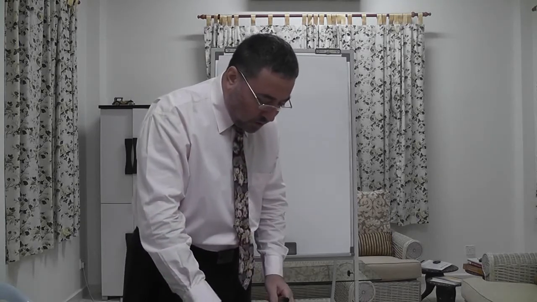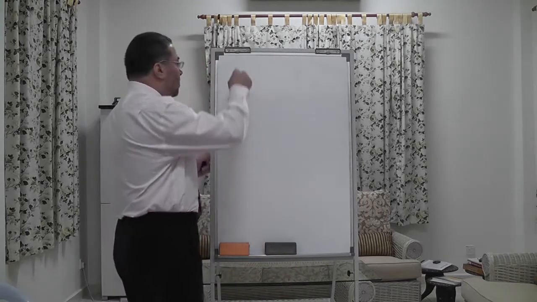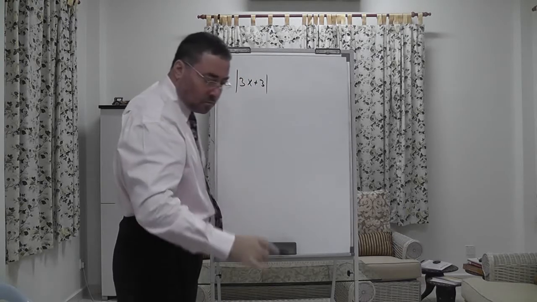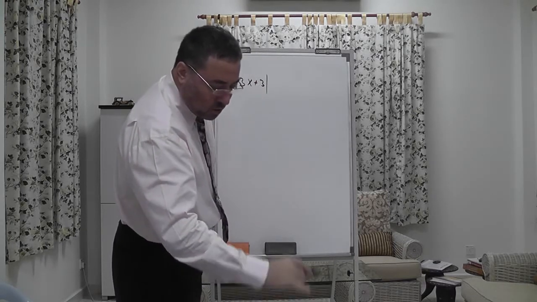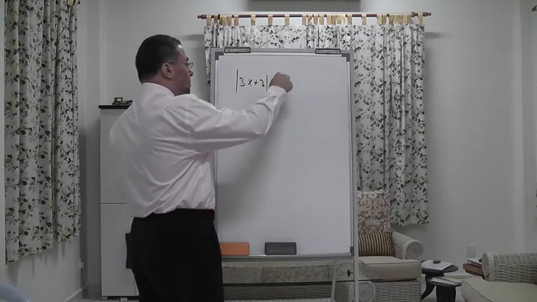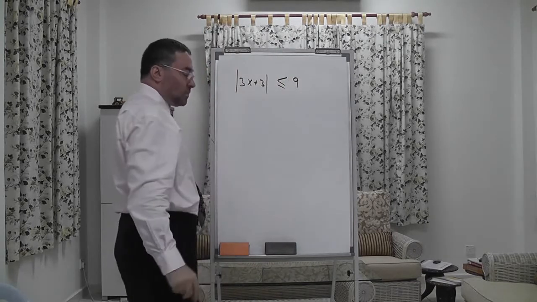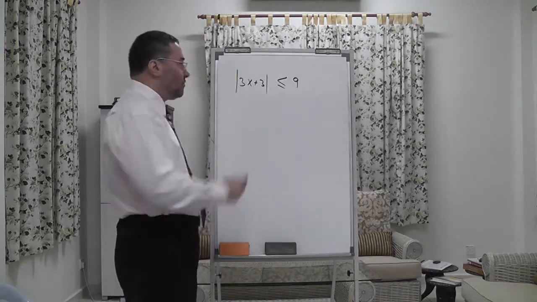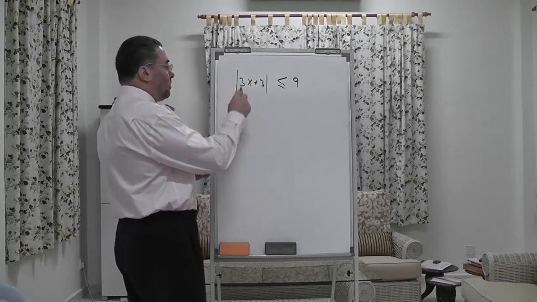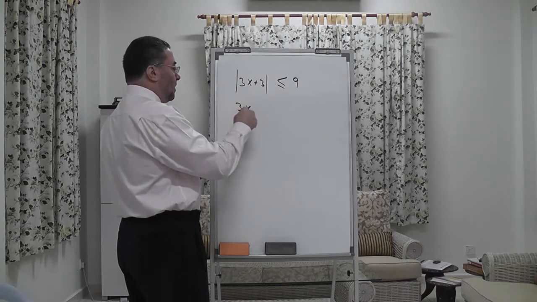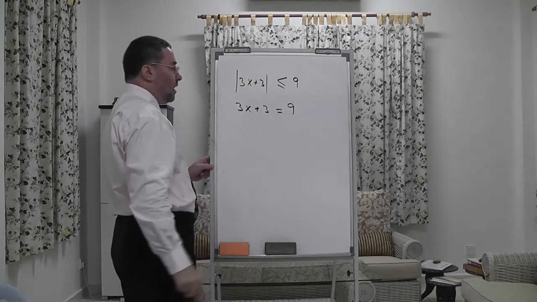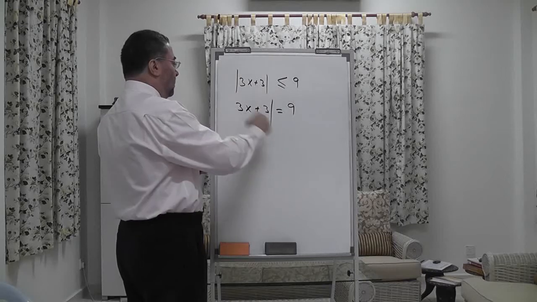Now we're going to do number 8. Absolute less than or equal to none. Here we are going to use the quick way of solving this. So we pretend that this is an equality, and we solve this absolute.